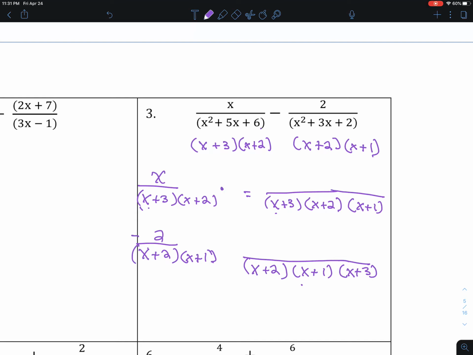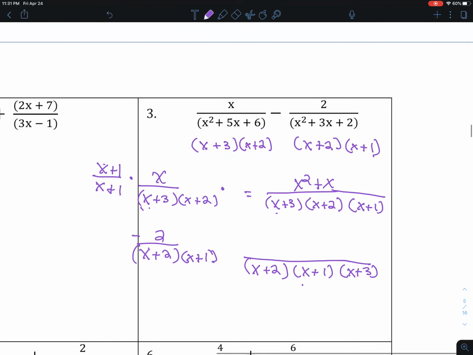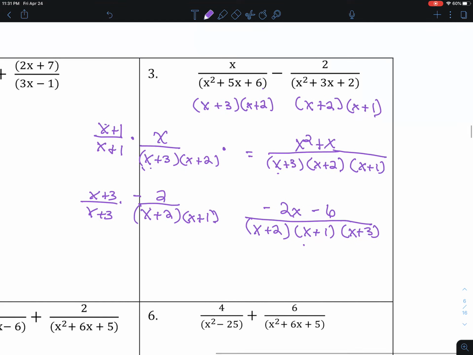So what did I multiply both the numerator and the denominator by? I multiplied it by x plus 1. So that means I have to multiply the top by x plus 1, which will give us x squared plus x. And what did I multiply this one by? What was it missing? It was missing x plus 3. So I have to multiply both the numerator and the denominator by x plus 3, which is going to give me negative 2x minus 6. And so now we just combine like terms.